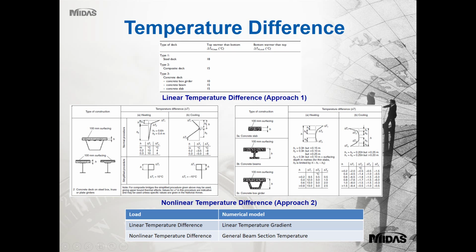But in case of sections which are say fully concrete, like concrete slab or concrete beams or box girder type of section which are deep, there is a nonlinear temperature gradient that is specified. So let me give you an example of such kind of application, how we actually specify that temperature gradient.